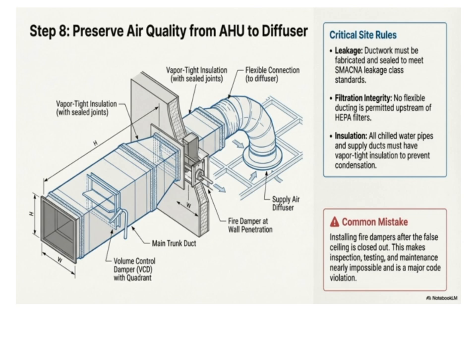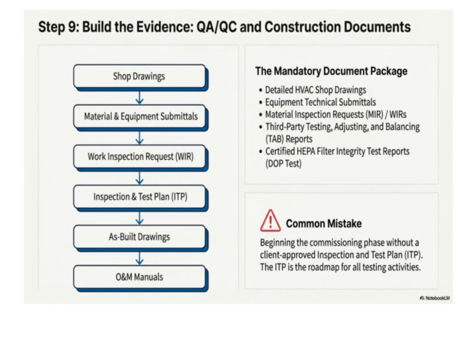Let's now discuss the mandatory documents that are essential for ensuring quality and compliance throughout the project. These include shop drawings, technical submittals, MERV or WIR reports, the inspection test plan, as-built drawings, and operation and maintenance manuals. Each of these plays a crucial role in documenting the work and verifying that everything is in accordance with project specifications. In addition to these, TAB and DOP test reports are also required to validate the testing and commissioning processes. It's important to note that commissioning cannot start without an approved inspection test plan, or ITP.